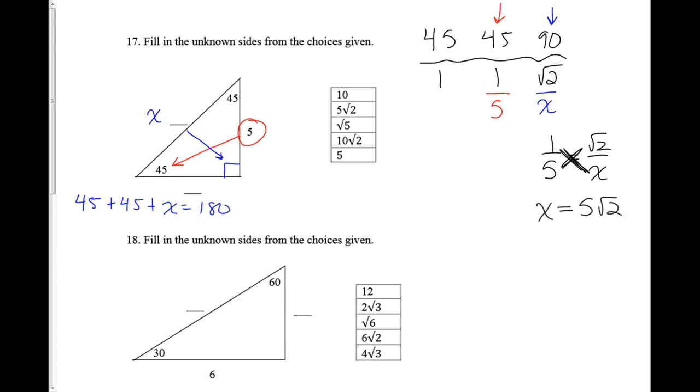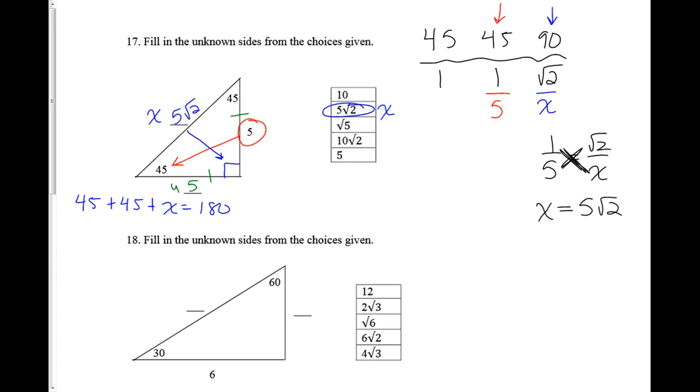So I'm going to go back to my picture, and I'm going to put that this is 5 times the square root of 2, making sure that it is actually in my answer bank. Next, if you notice that this is a 45, 45, 90 triangle, that means it is isosceles, which means these two sides are equal, giving me a 5 here.